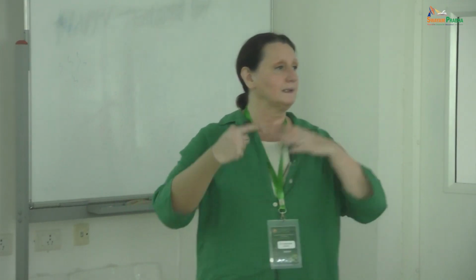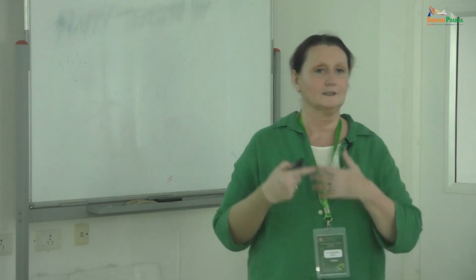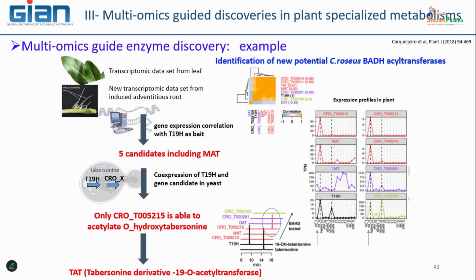And in fact, after that, these genes have been expressed as a protein, and the protein has been completely characterized by enzymology and biochemistry to declare that now we have found one of the enzymes that is responsible for this production of the tabersonine derivative, 19-acetyltransferase. So this is quite simple in this case because we had only a few candidates.